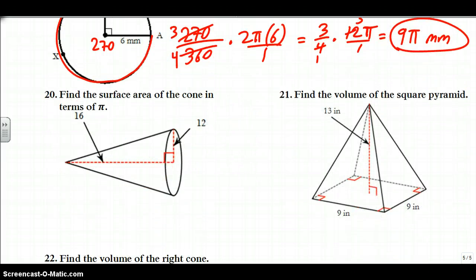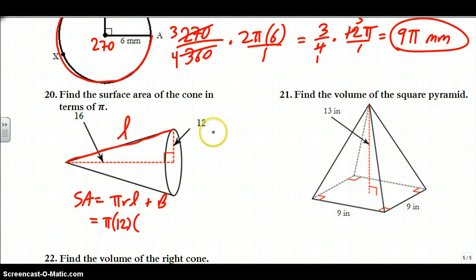Ooh, surface area of a cone. Well, surface area of a cone, if I recall, is pi r l plus 1 base, right? They give us r, which is 12. They did not give us the slant height. Again, dad blame. I think we're going to have to use Pythagorean Theorem again. 16 squared plus 12 squared equals L squared.